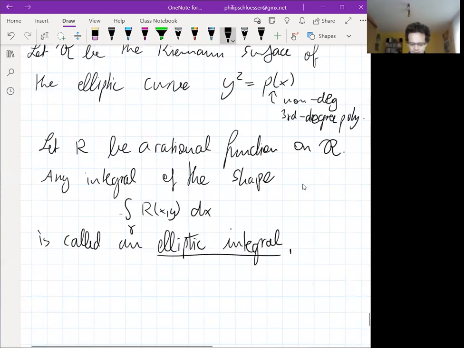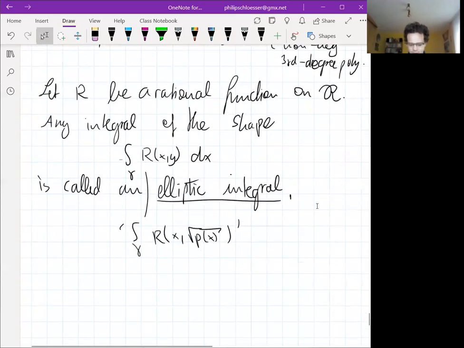And secondly, we know that y squared is equal to some polynomial in x. So in a bit hand-wavy context, we can really write this as a rational function in x and in the square root of a polynomial in x of degree 3, but with the problem of branch cuts and whatsoever taken care of.